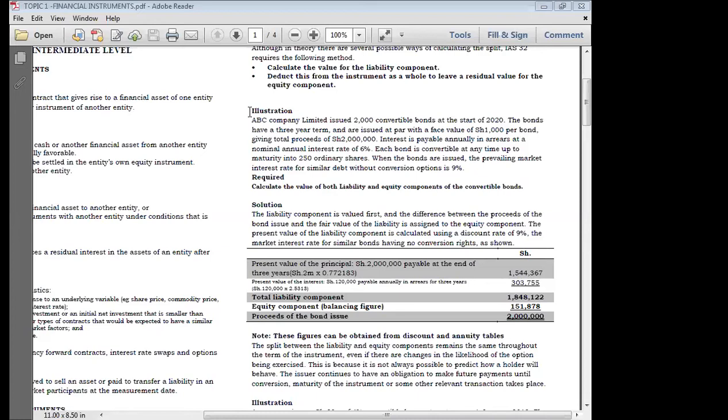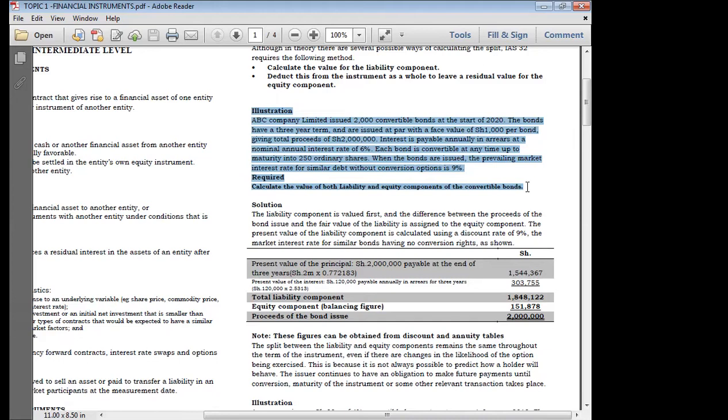So the question reads: ABC Limited issued 2,000 convertible bonds at the start of the year 2020. The bonds have a 3-year term and are issued at par with a face value of shillings 1,000 per bond, giving total proceeds of shillings 2 million. Interest is payable annually in arrears at the nominal annual interest rate of 6%.